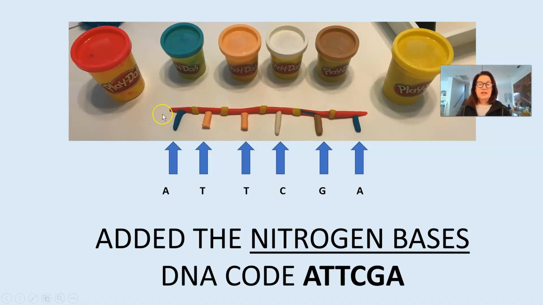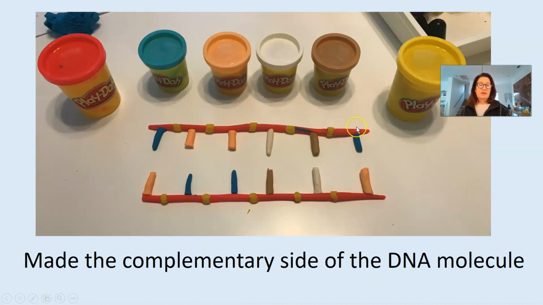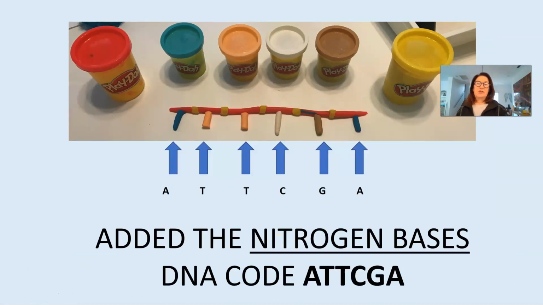So I represented them in different colors, right? I have this kind of bluish teal color representing adenine or A. So you can see I have it on the end there. And then I used this peach color for thymine or the letter T. So I have two of thymine here. I used white for cytosine, which is right here, and I used brown for guanine. And then I have a repeat of my adenine. So that's one side of my DNA, right?